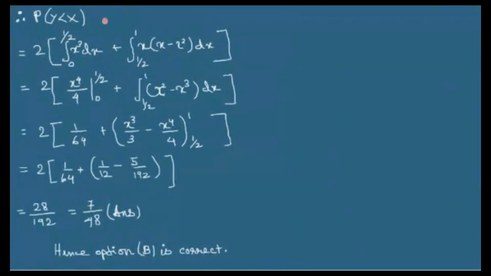Now we just need to calculate the probability that y is less than x, which is equal to 2 times the integral from 0 to half of x cubed dx, plus the integral from half to 1 of x into (x minus x squared) dx, which on doing the necessary calculations turns out to be 28 by 192, which is 7 by 48. Hence option B is correct in this case.